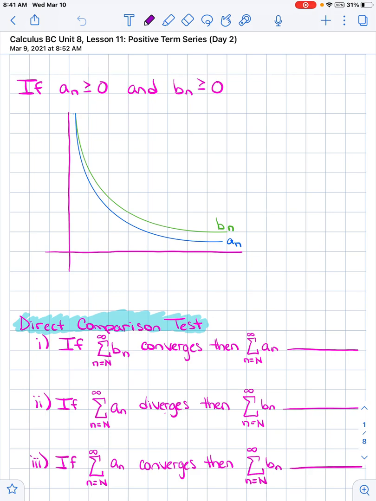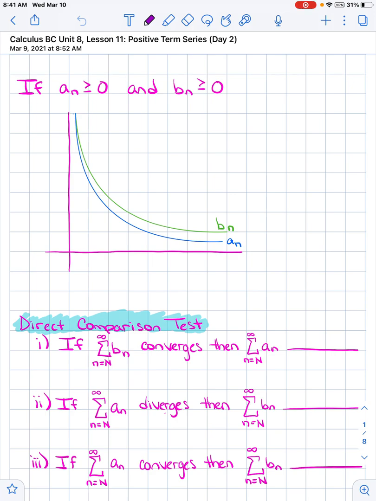Okay, we're going to look at two more tests for positive series today. The first one is the direct comparison test. So let's think about this. We've got two positive series, a sub n and b sub n. Those two terms, if we were to graph them like we did in the last video, or the 2 videos ago, if we graph them and we look like this, we're going to try to make some conclusions based off of this.